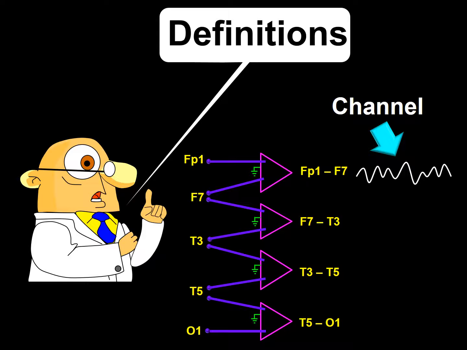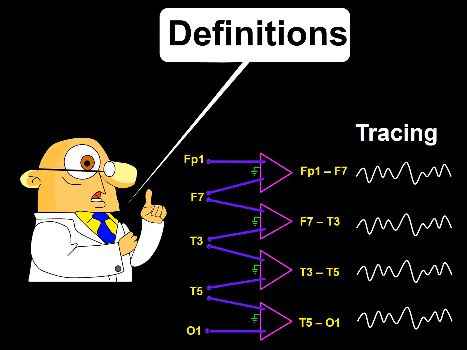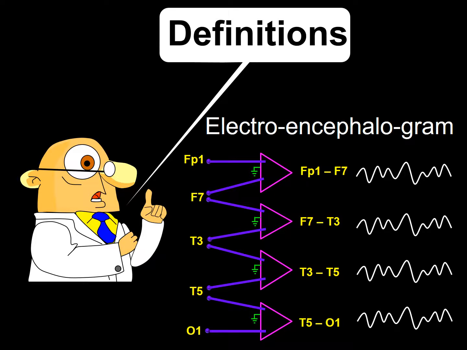The waveforms produced by the potential difference between 2 electrodes attached to the same differential amplifier over time is a channel. All the channels together constitute a tracing. A tracing is an electrical picture of the brain at a moment in time, and as such is called an electroencephalogram.